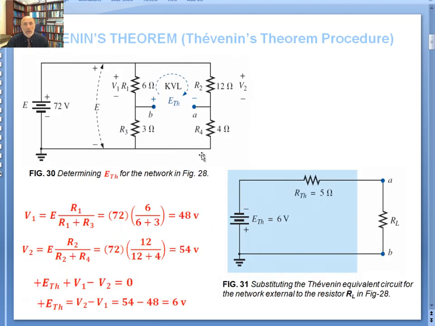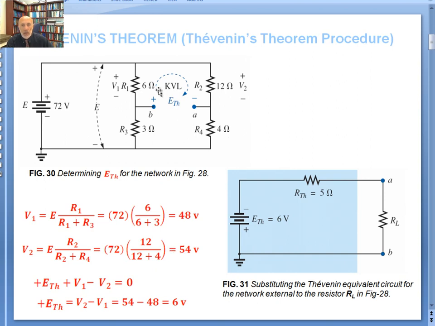And then for E Thevenin, you go back to the original circuit. This is open circuited here, and since this is open circuit, you get 72 volts directly across R1 and R3. You can do a voltage divider here and solve for the voltage V1. V1 will be equal to 72 times 6 divided by 6 plus 3. That gives you 48 volts. You do the same thing for the voltage V2. That's 72 times 12 divided by 12 plus 4.